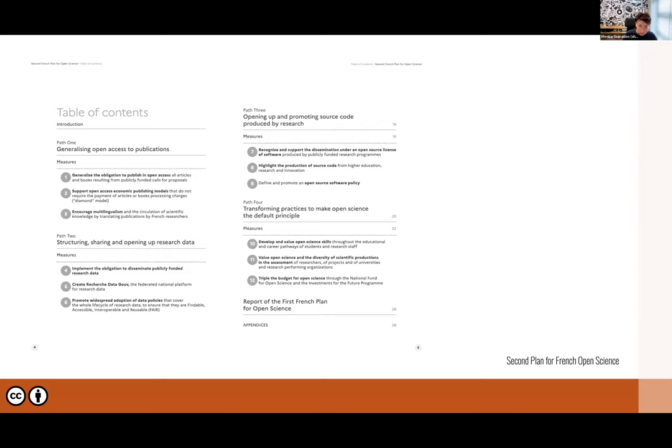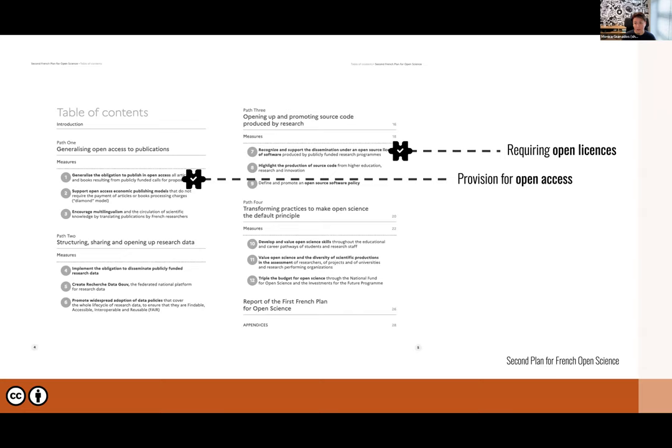This is a snapshot from the second plan for French open science. You'll see that there's a couple of different high level headings here. I want to point out three pieces that are absolutely crucial to a policy in order for it to be effective in getting us moving towards open that is equitable and effective. The first is, you'll see a provision for open access. You'll see requiring open licenses. And you'll see that I'm going to talk a little bit more about what do we mean by open data deposit.